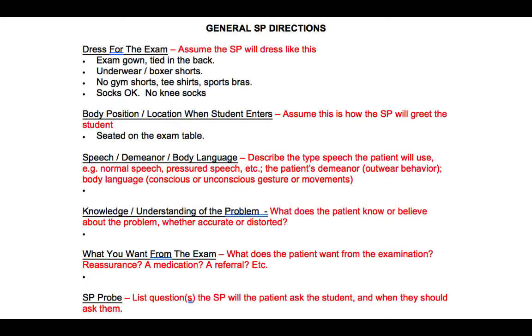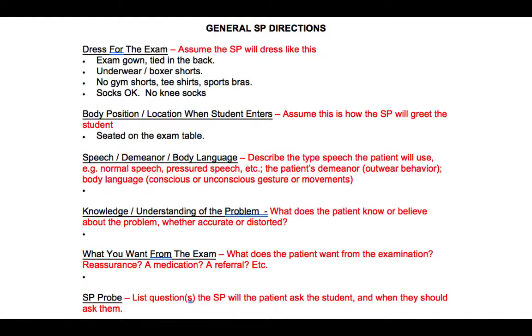What's the speech and demeanor and body language of the patient? Is their speech normal? Is it pressured? What's their demeanor? That is, their outward behavior, their body language, conscious or unconscious gestures or movements. If they're in pain, we'll get into simulating the symptoms later, but that may be relevant to this part.